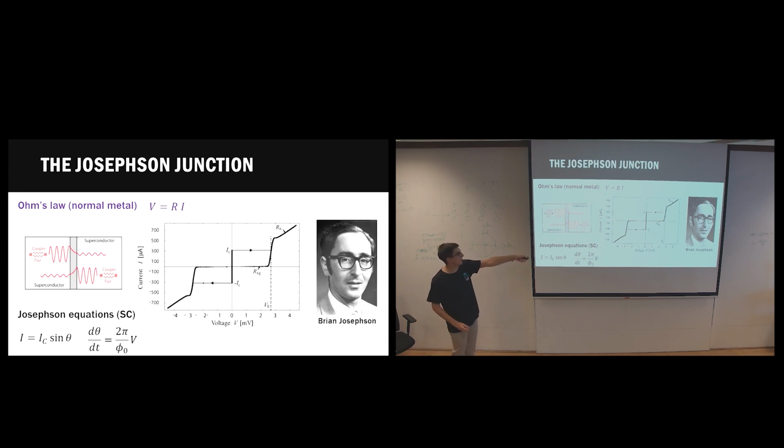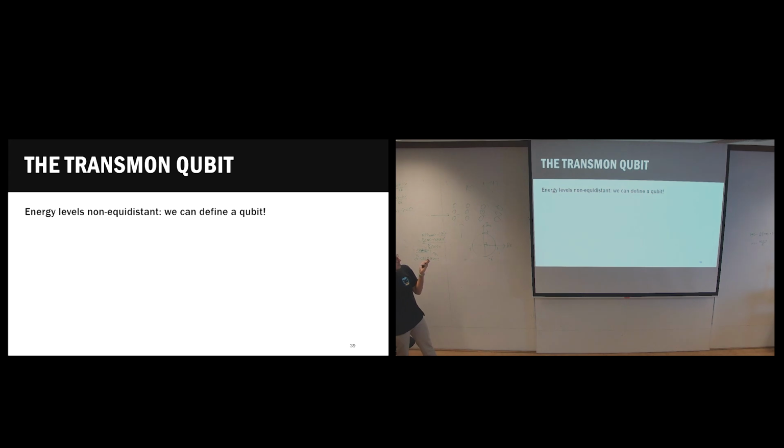And in between, there are all sorts of things happening, which are given by this equation. And the only thing I want you guys to remember is that, for instance, here we are seeing that when we have a voltage, the phase of our superconductor will change in time. And then we have a current that depends on the sine of the phase. So they are not linear anymore. This is highly non-linear, which is exactly what we want.